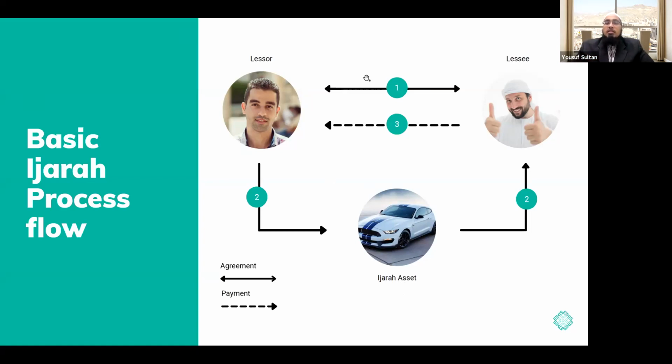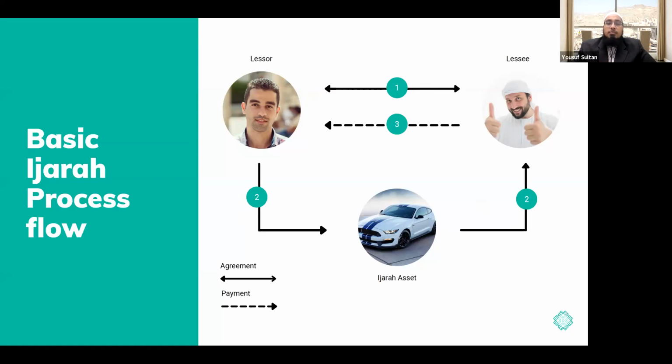In the very first place, of course, there has to be an offer and acceptance, just like any other sale contract or any other contract that we have mentioned throughout the last 3 weeks as well. Secondly, the lessor would deliver the asset to the lessee, and then the lessee would start paying the rental. So this is a very basic flow. The lessor gives the asset, and the lessee starts paying the rental.